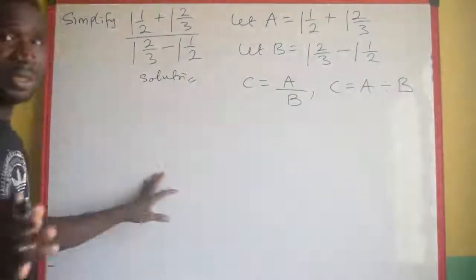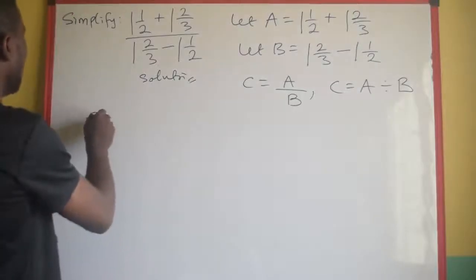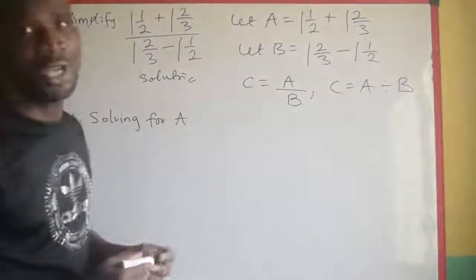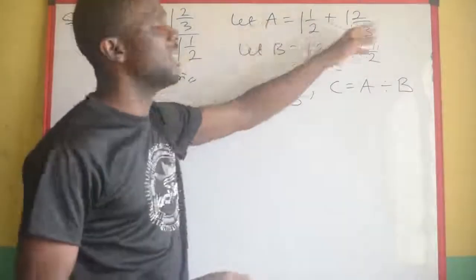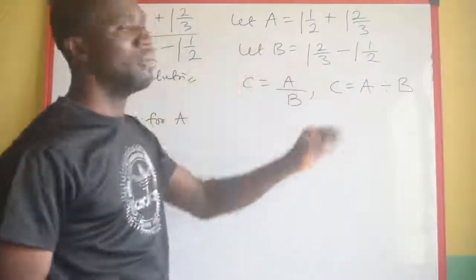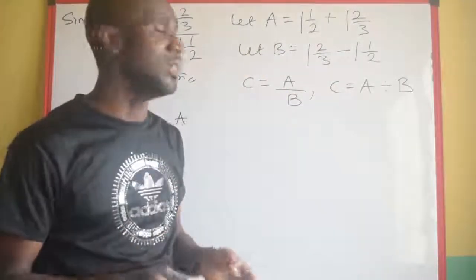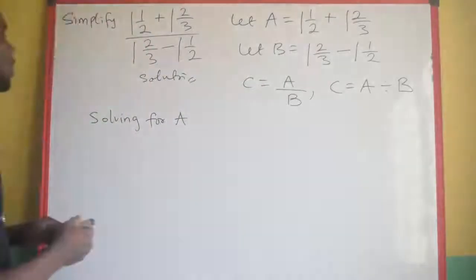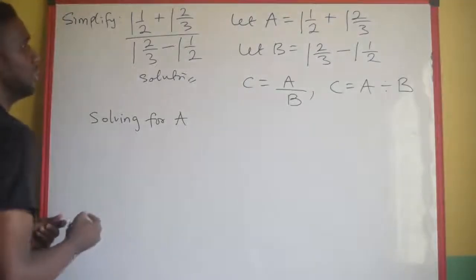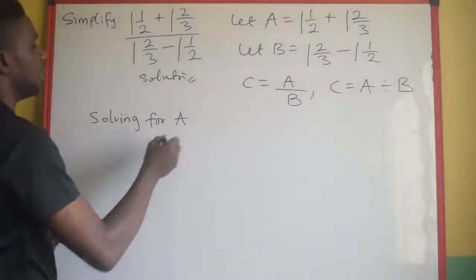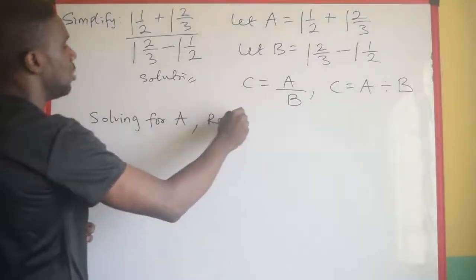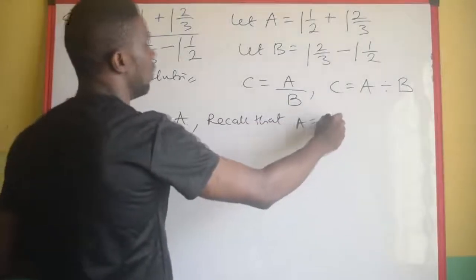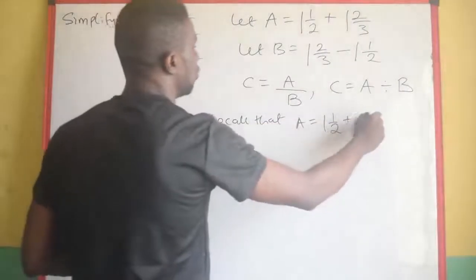Alright, so since we have done this, we now have to write solving for A. Solving for A means we have to treat everything about A separately, treat everything about B separately. Whatever the result is, we get our what? C. As simple as that. So to solve for A, you need to recall that your A is 1 whole number 1 over 2 plus 1 whole number 2 over 3.